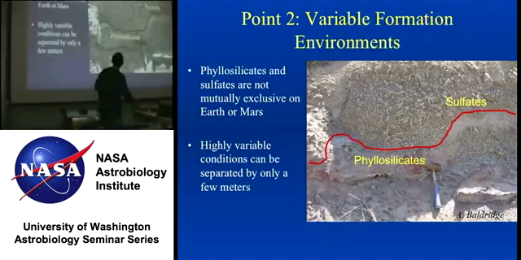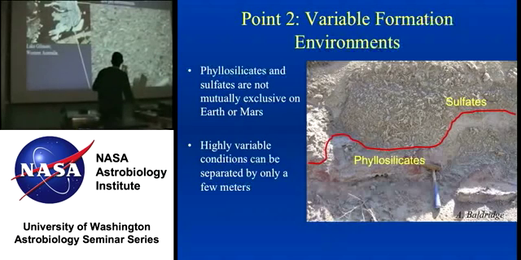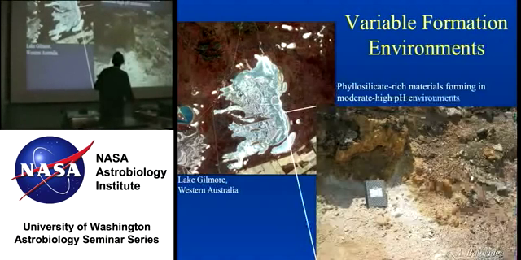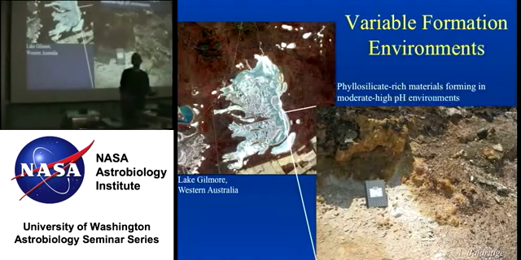So this is, Alice Baldridge gave me these pictures. This is Lake Gilmore off in Western Australia. Out in the middle of the lake, we have low pH environments where we're forming nice, beautiful sulfate crystals. And if we go over to the edge of the lake, we have a moderate to high pH environment where we're forming phyllosilicate-rich materials. And so this is sort of the type of real-world situation that really does occur and is likely to have occurred on Mars as well.